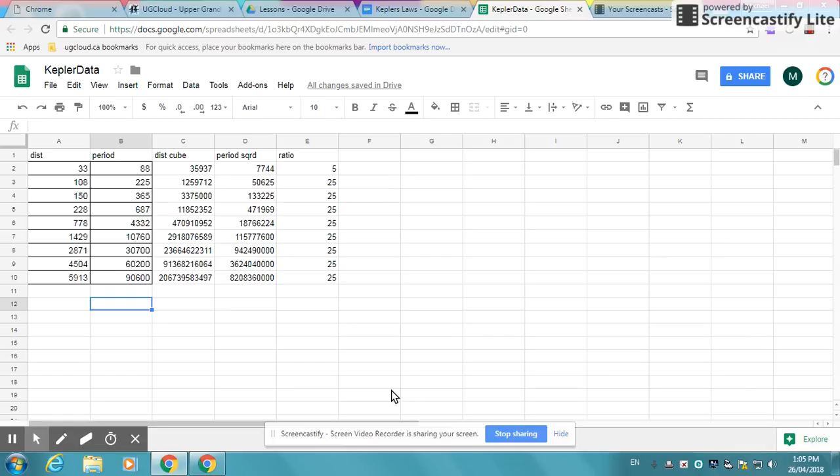All right, in the last video, we succeeded in cubing the distance, squaring the period, and getting the ratio of them, and it looks like it's the same number for every planet except Mercury. Does that mean we haven't discovered a law that applies to all planets? There's something special about Mercury?